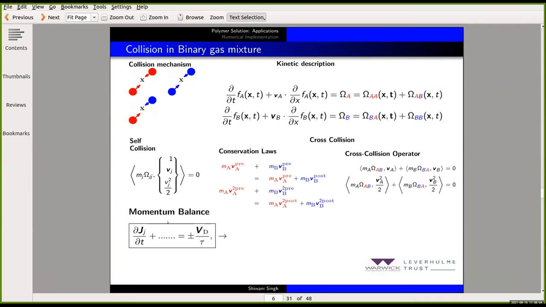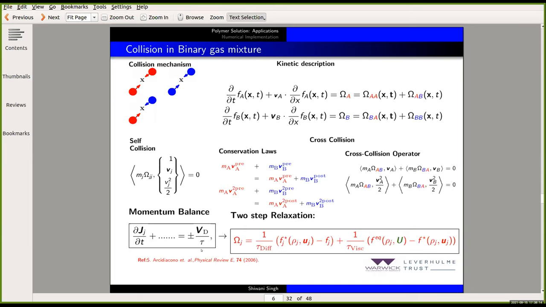And at the momentum density level, we should get a drag kind of term, which should vanish when we add these equations. So in order to model this type of system, there is already a collision model based on two-step relaxation collision, in which the distribution function relaxes to an intermediate state with a relaxation time tau df, and then relaxes to an equilibrium state with tau viscosity, where tau df corresponds to the diffusivity, and this relaxation time corresponds to the viscosity of the total solution. This was proposed in 2006.